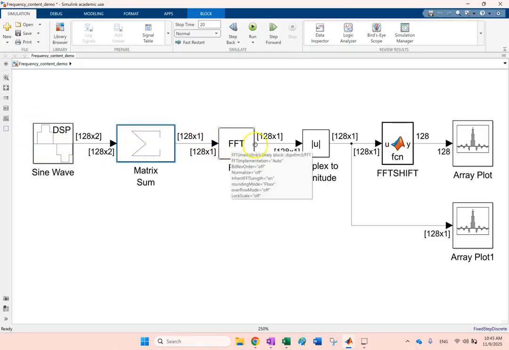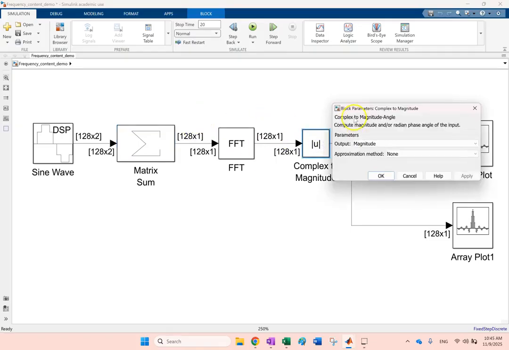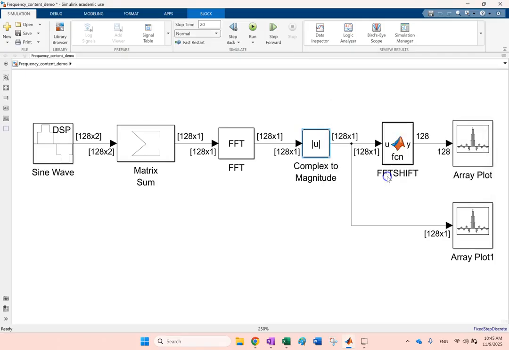It goes to FFT, comes out 128 by 1, but complex numbers, as you know, when you apply Fourier transform, the result is a complex number. And since I want to look at the magnitude of it, I use this block here. This block is called complex to magnitude angle. This is another block in Simulink, and you can pick the output to be either magnitude or angle or both. Here, I just want to look at the magnitude.